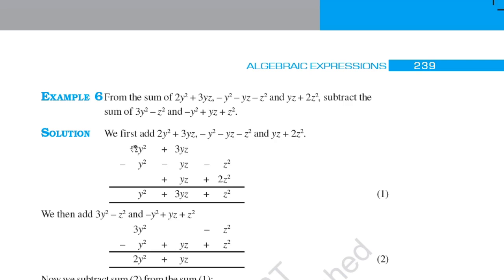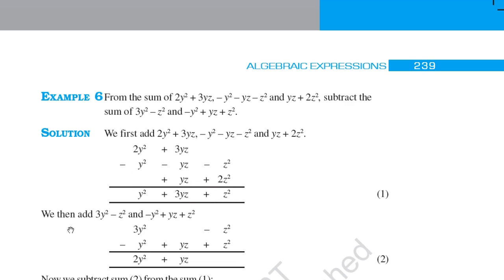The y square will come together, yz will come together, and the z square will come together. So we are adding all this. This is in negative, so it will remain negative, so it will become z square, because 2z square is bigger, so the positive will be given here. In this one, these two will get cancelled, and this one will come as it is, 3yz, and here 1 will be minus, so it will become y square.